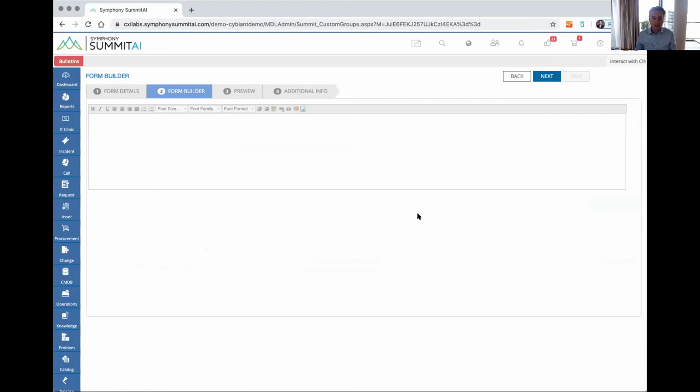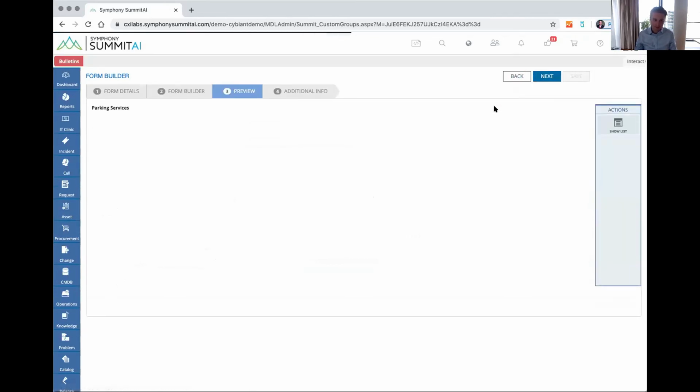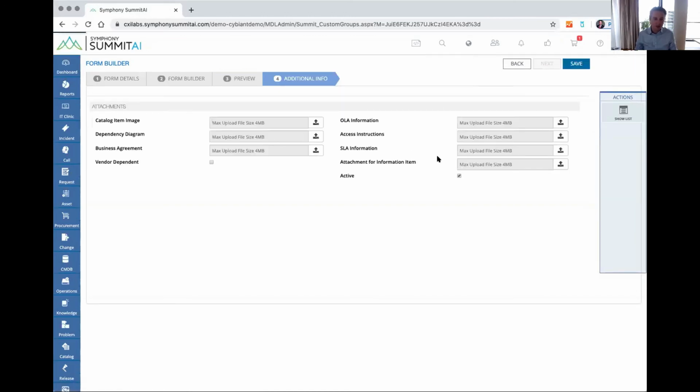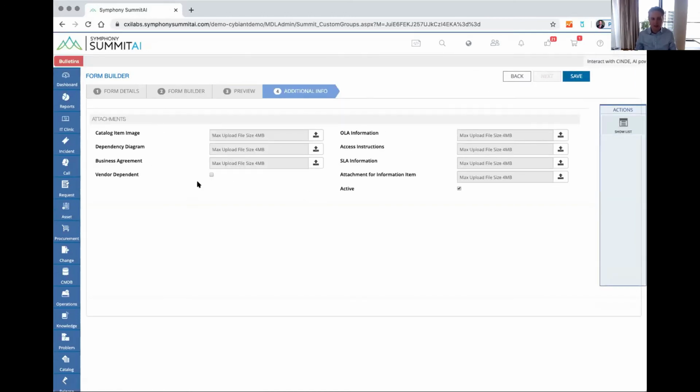In the next section, we start to build a form. And within this form, we can add different fields that would be required for each item in the service catalog. So this is how we do that. We then get a preview of the parking services. And I will show you a little bit later how we can build a workflow around that. So we've now added that towards our service catalog. I can even give it some images and dependencies between different other departments, but I'm going to leave that for now for the sake of time and the demonstration.